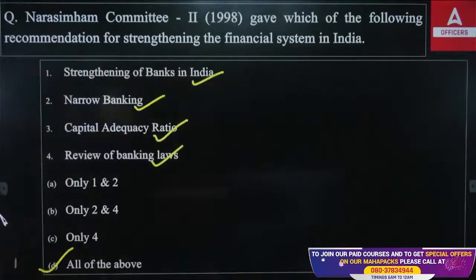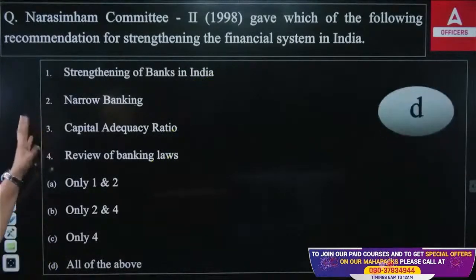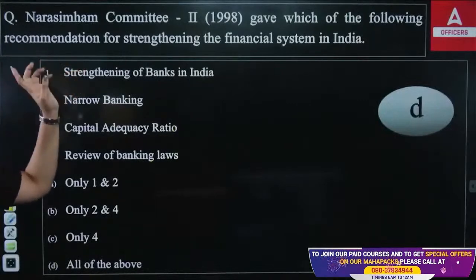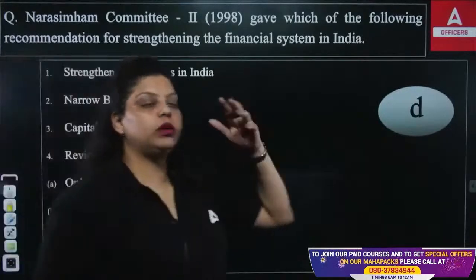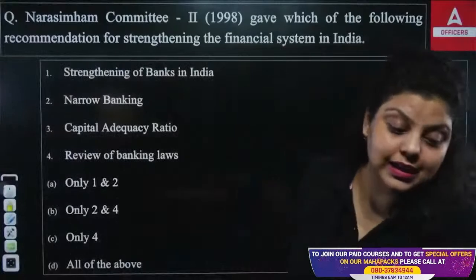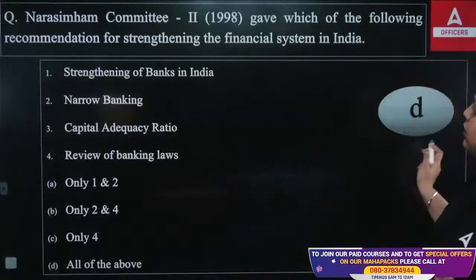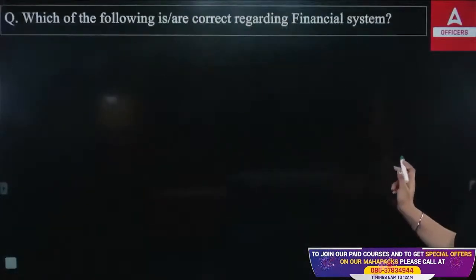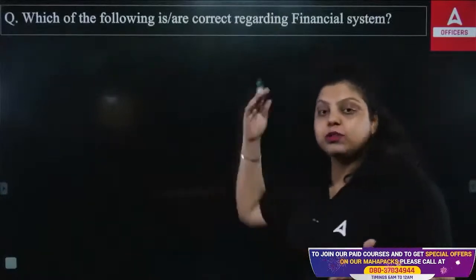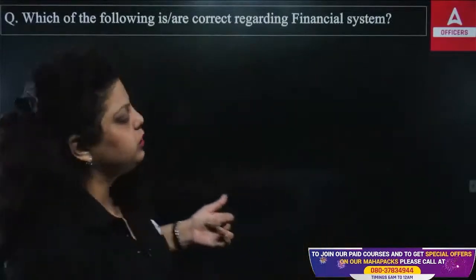Right answer will be what? All of the above. I hope it's clear. The option D will be clear. And apart from that, the Narasimhan Committee also said that the government of India and RBI have to reduce the CRR and SLR rate also. So a lot of recommendations were given by the Narasimhan Committee, and a lot of them have been accepted by the government also.